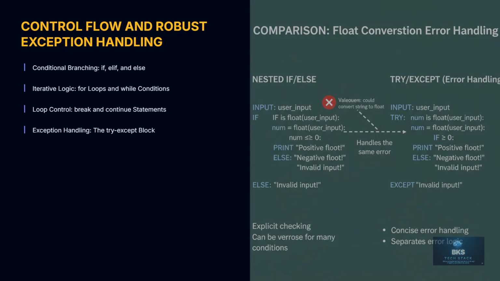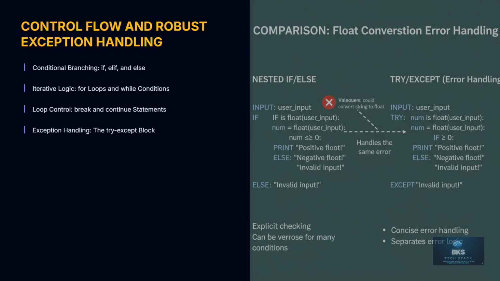However, real-world data is messy, and robust programs must handle errors gracefully. This is where exception handling comes in. Instead of allowing a value error to crash your data pipeline when a string cannot be converted to a float, we wrap the logic in a try-except block. This allows the program to catch the error, log it, and continue processing.